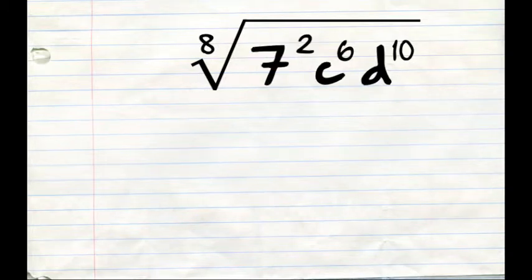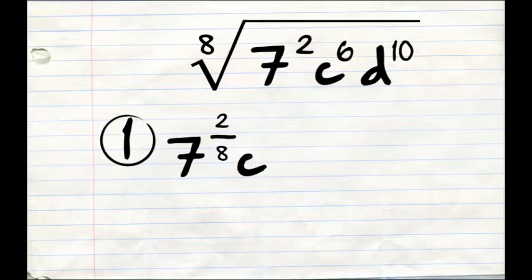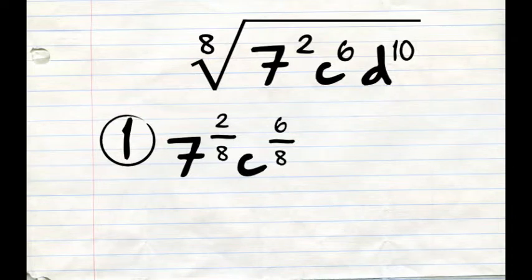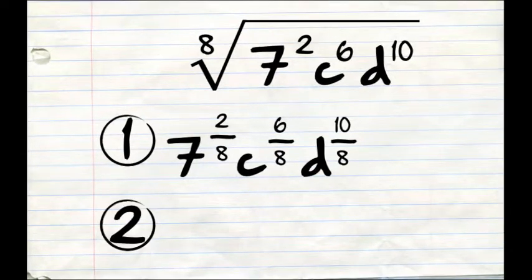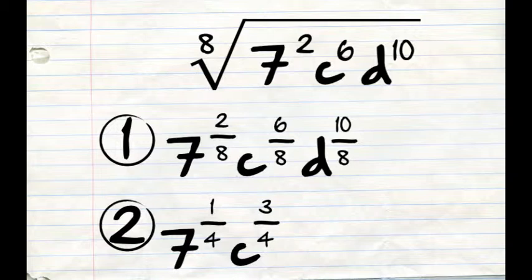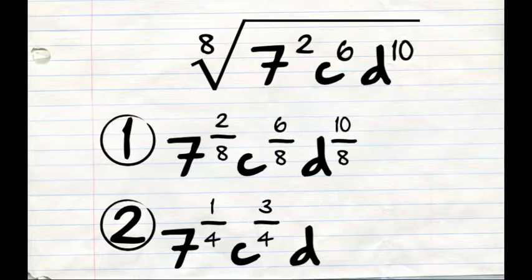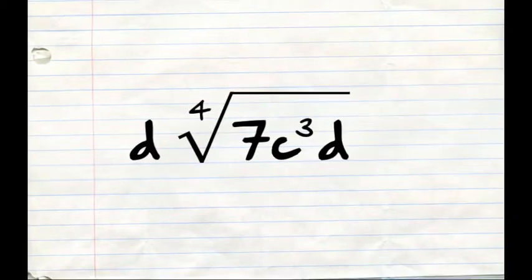By doing our first step, we have 7 raised to 2 over 8, c raised to 6 over 8, and d raised to 10 over 8. And simplifying their exponents will result to 7 raised to 1/4, c raised to 3/4, and d raised to 5/4. Our final answer will be d 4th root of 7 c raised to 3 d.